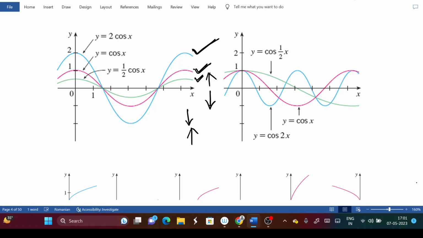Okay. So similarly, inside the argument, when I am multiplying, observe the period of the function. This pink color here is the original function. Now when I am multiplying the argument by 2, which is greater than 1, my wavelength decreases. Okay, and when I am multiplying with half, my wavelength increases, the period increases. Observe here.